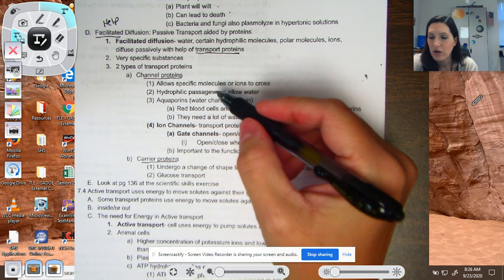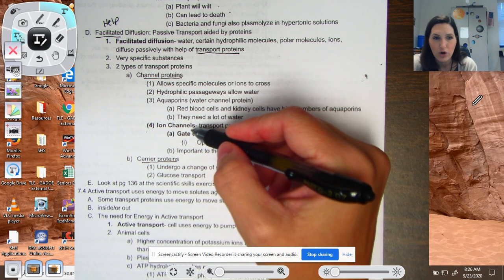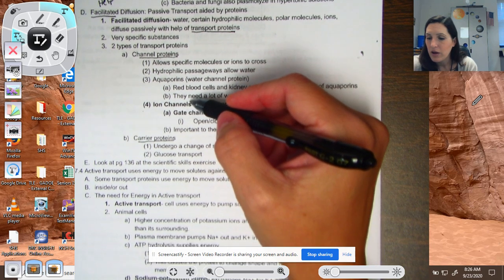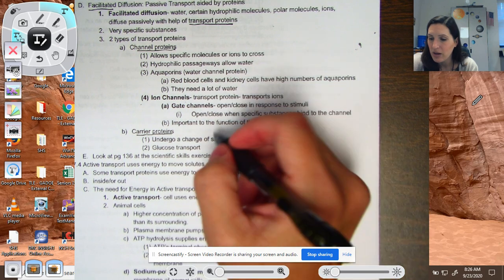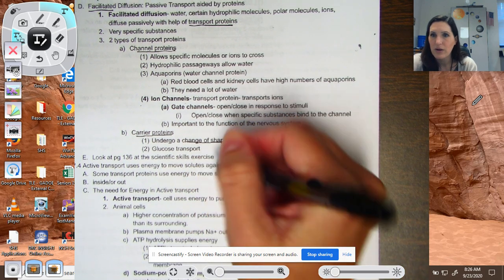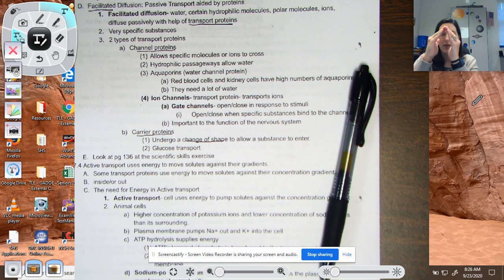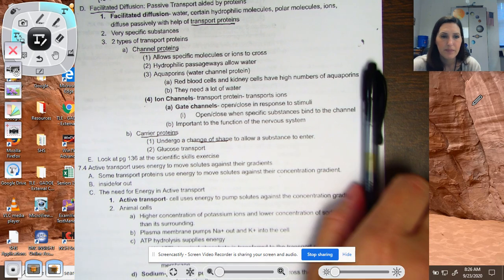Channel proteins are going to help move ions because they have a charge. Carrier proteins are going to change shape. So that's what I said about the molecules that change shape like that as a carrier protein.